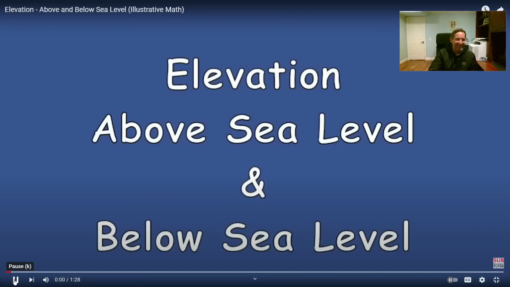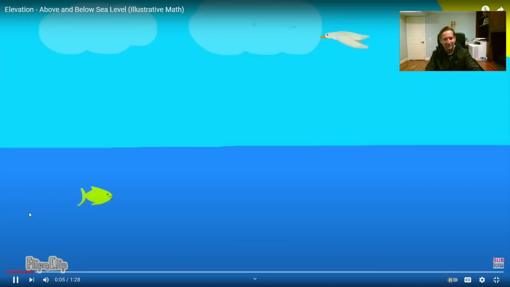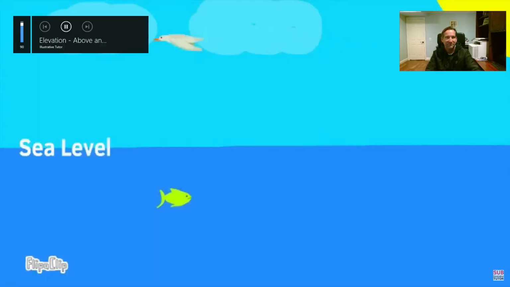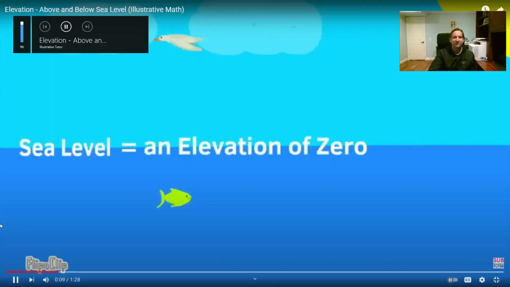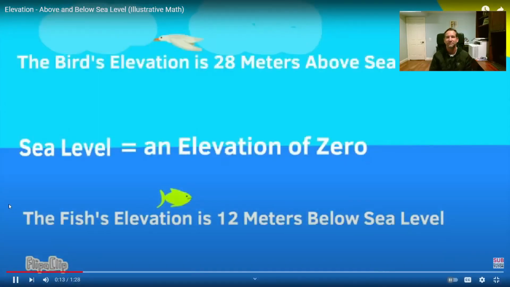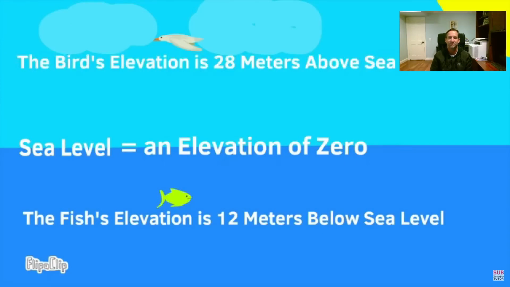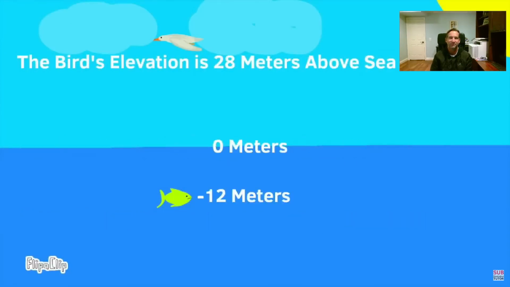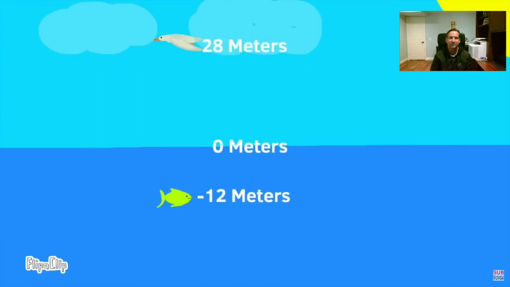This is above sea level and below sea level. In this lesson, I'm using a fish and a bird. The fish's elevation is 12 meters below sea level, and the bird's elevation is 28 meters above sea level. The elevation of the fish is negative 12 meters, and the elevation of the bird is 28 meters. The surface of the ocean or the sea is sea level, or 0 meters.